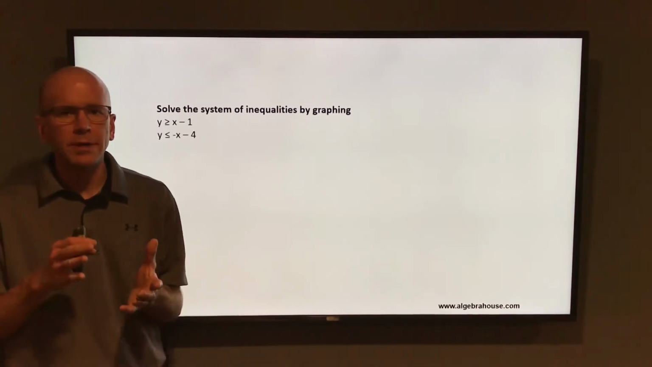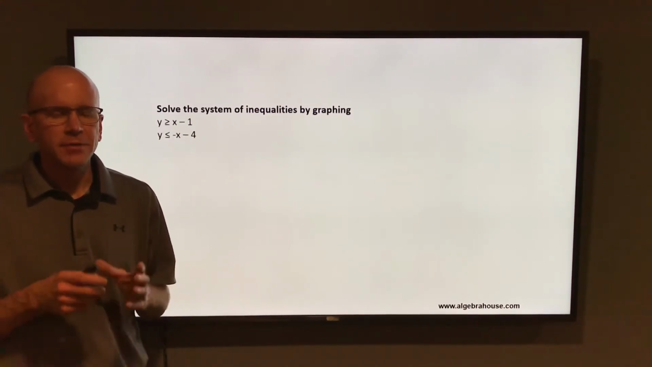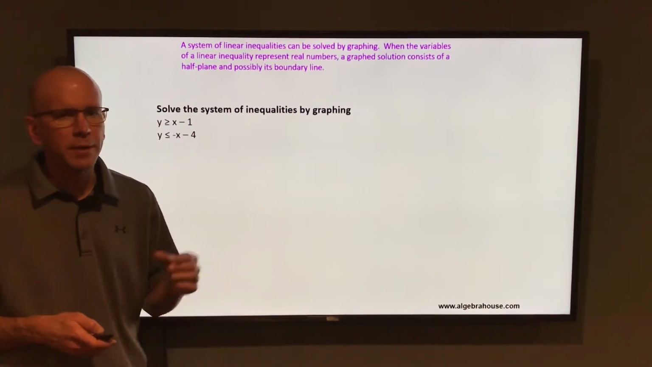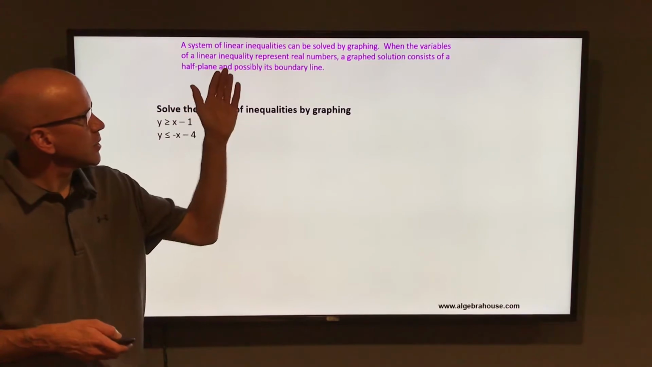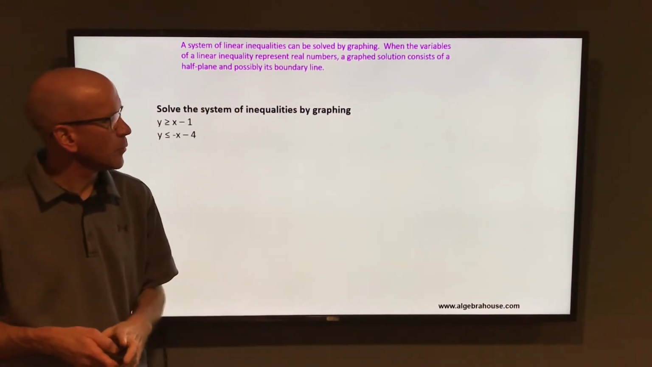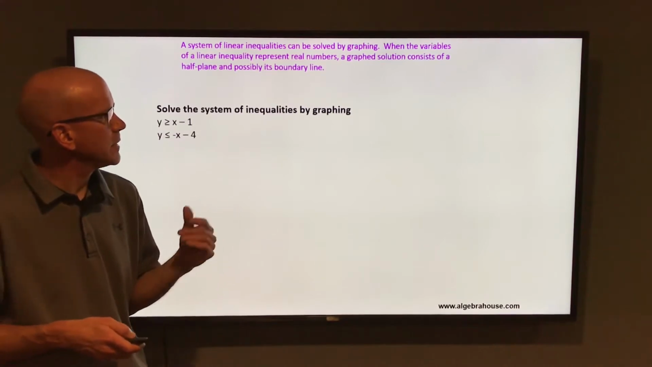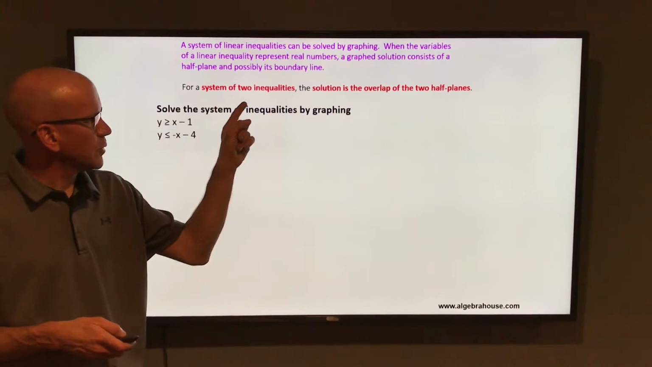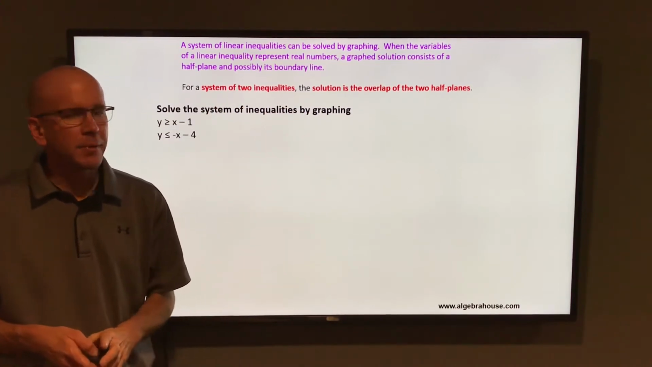We're going to solve a system of inequalities by graphing. So we're going to put two inequalities together and find the solution set to that system. So all the xy values that make both inequalities true. A system of linear inequalities can be solved by graphing. When the variables of a linear inequality represent real numbers, a graph solution consists of a half plane and possibly its boundary line. For a system of two inequalities, the solution is the overlap of the two half planes.